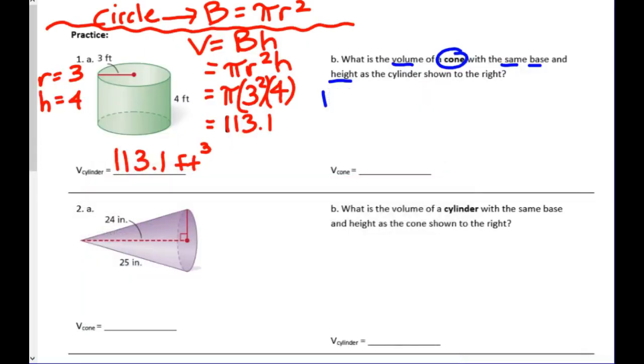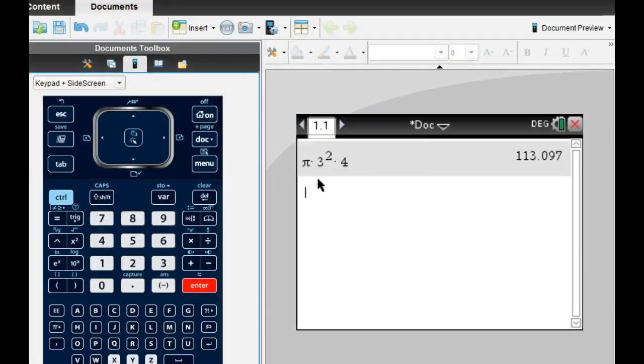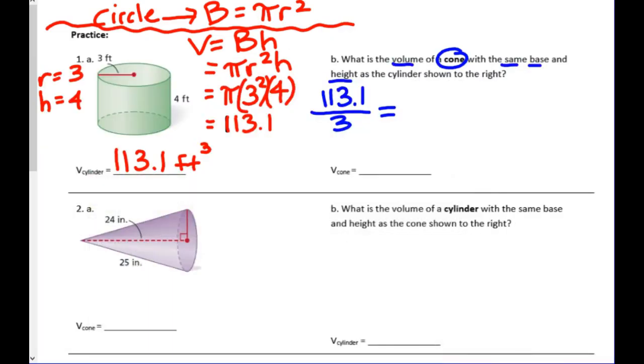113.1, sorry, divided by 3, that will give us the cone if it has the same base and the same height, okay? So I go to my calculator, divide by 3, and I get 37.7. What are my units going to be for that? Feet cubed, right? Feet with a little 3. Feet cubed, all right?